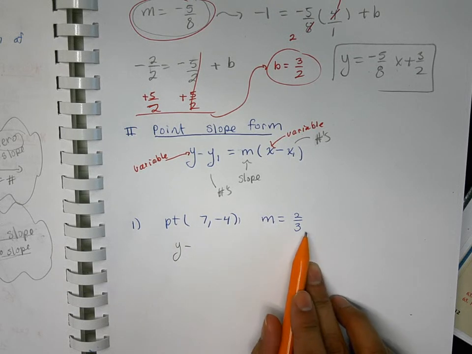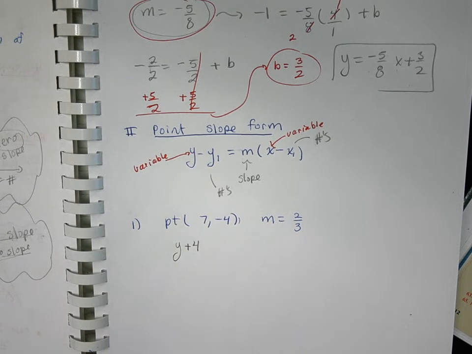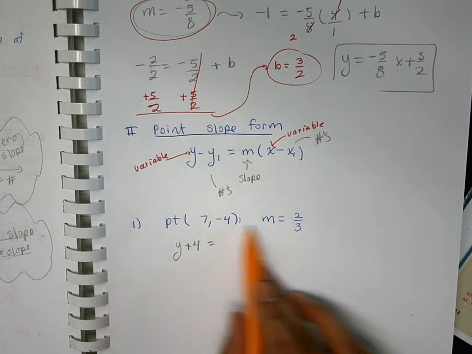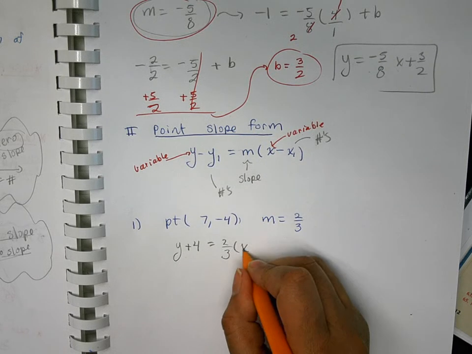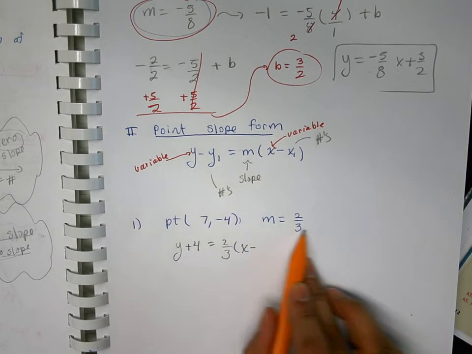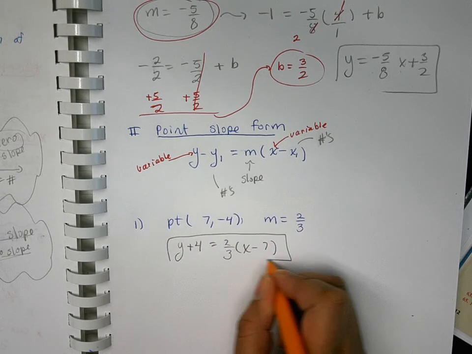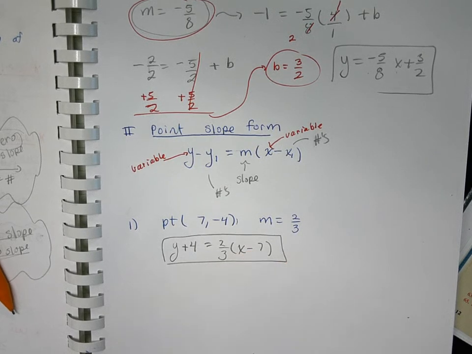What number do I use from these three that I have? -4, so y minus -4 becomes +4 equals m. What is my m in all these three numbers? 2/3, parentheses, x the variable, take away x the number. Which x do I use? 7. That's it, you're done. Do you see why this one's nice when they ask you for an equation of a line? Because you don't have to distribute, you don't have to rewrite, you don't have to find b. You're done. Any questions on that?